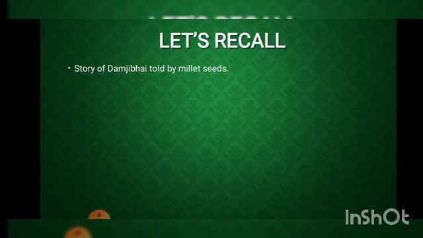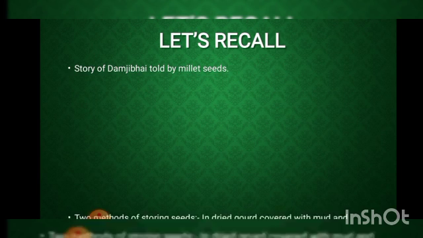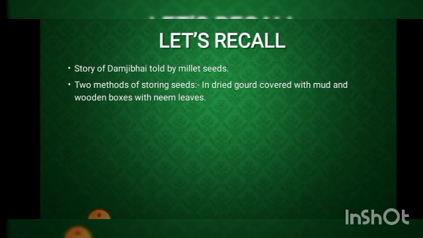We had read the story of Damji Bai, which was told by millet seeds. Do you remember? What do we call millet seeds? Yes, these are also called bajra seeds. We read about two methods of storing seeds used by farmers in ancient times. One is they were stored in dried gourd covered with mud, and they also made wooden boxes to store the seeds. And to protect them from insects, they used to keep neem leaves with them.